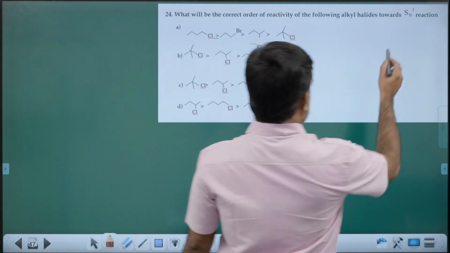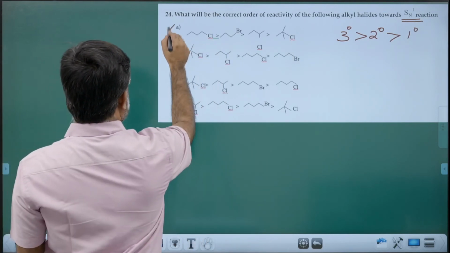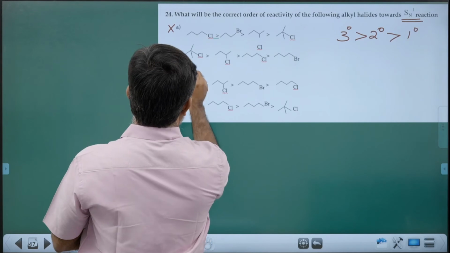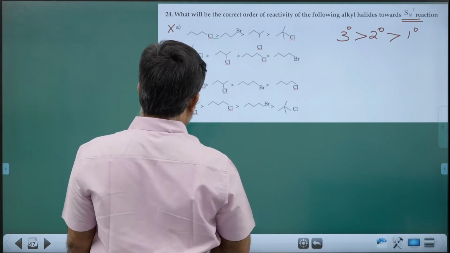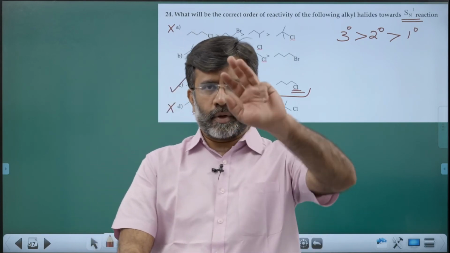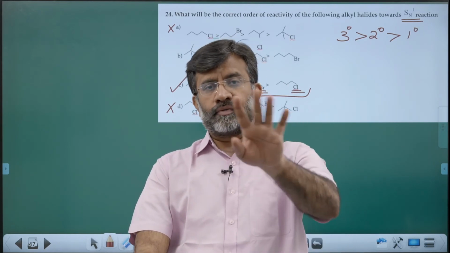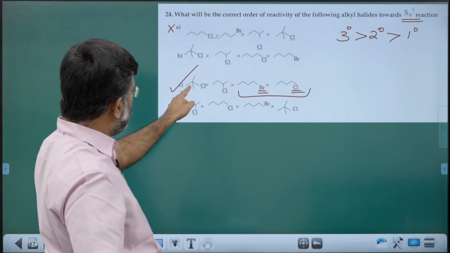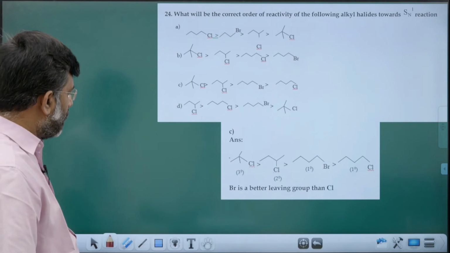Correct order of reactivity towards SN1. SN1 order is tertiary, secondary, primary. This is out, primary maximum is wrong. This is out, secondary maximum is wrong. It can be B or C. This is tertiary, tertiary, secondary, secondary, primary, primary, primary. Answer is option B, because when you compare here, primary bromide, primary chloride, all of you know the order of reactivity for halides: iodide greater than bromide greater than chloride. So the order of substitution for SN1 or SN2 for halides will be iodide maximum, then bromide, then chloride. So this is tertiary maximum, then secondary. Now out of primary, bromide will be maximum. Bromine is the better leaving group.